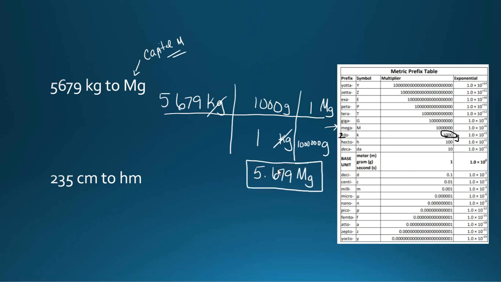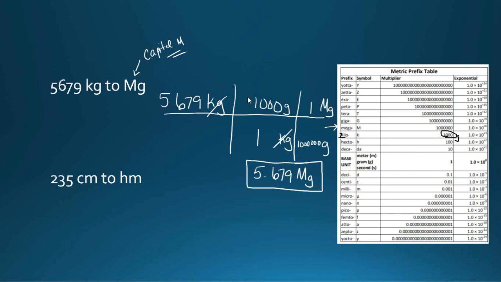Okay. This last one, we're going 235 centimeters to hectometers. So centimeters to hectometers. So you're going to want to first convert centimeters to meters, and then meters to hectometers. I'll let you try this one on your own, so please pause the video now, work it out, and then we will go over it.